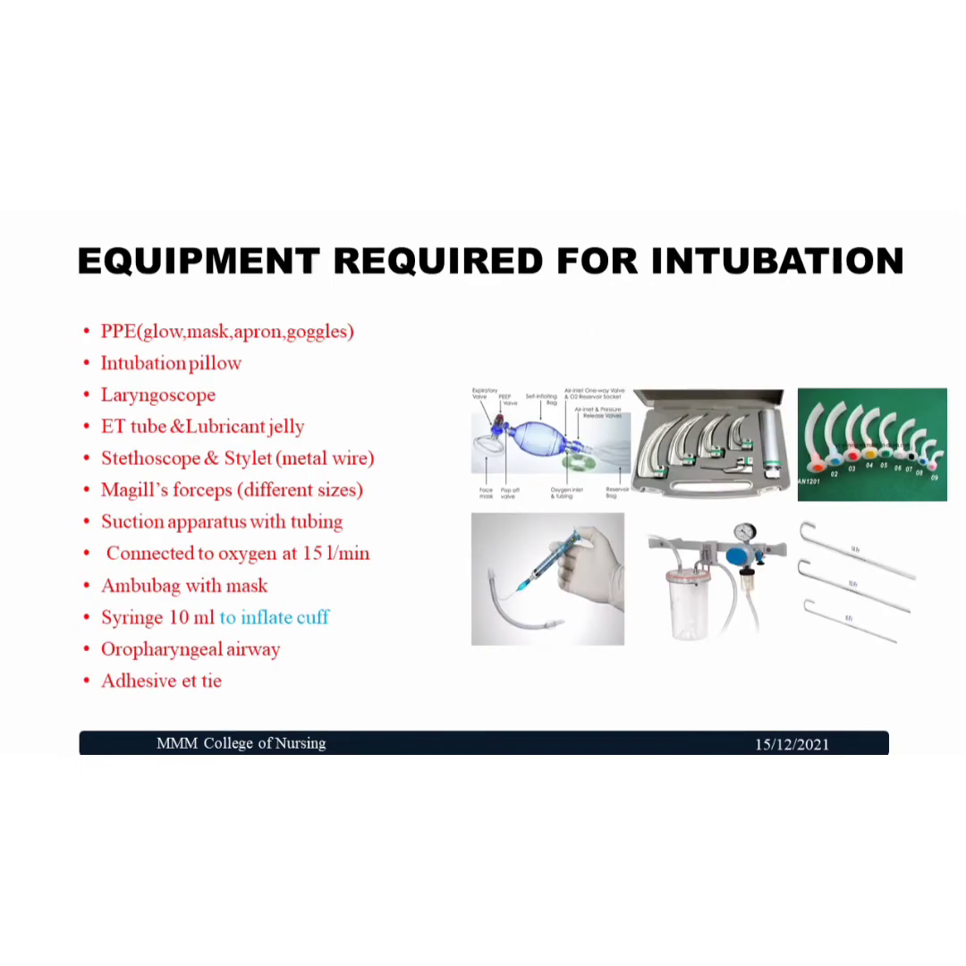Next, we'll move on to the equipment required for endotracheal intubation. The first is PPE, personal protective equipment, for example gloves, mask, apron and goggles. Then an intubation pillow, laryngoscope with blade, ET tube with lubricant jelly, stethoscope, stylet (metal wire), and Magill's forceps, and different sizes of tubes. Also a suction apparatus with tubing connected to oxygen at 15 liters per minute, an Ambu bag with mask, a 10 ml syringe for inflating the cuff, an oropharyngeal airway to prevent tube biting, and adhesive tape to tie.